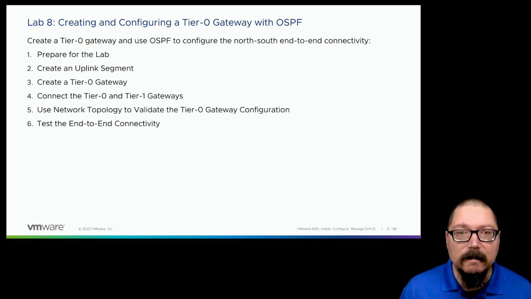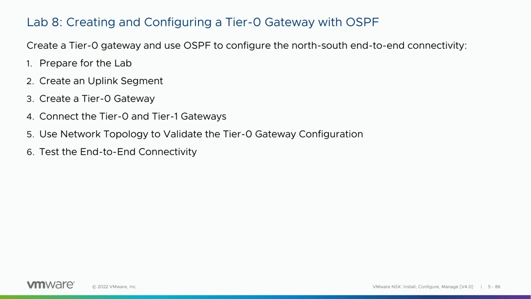This first lab, lab number 8, is going to create a Tier 0 gateway and configure OSPF. So we're going to build a gateway. We are going to configure some uplinks. We're going to configure an OSPF area, attach the uplink to that area, and see our routes, make sure everything works, right? We're going to ultimately attach a Tier 1 gateway. We'll look at the network topology. We'll make sure everything functions. We'll do some pings back and forth in and out of NSX.